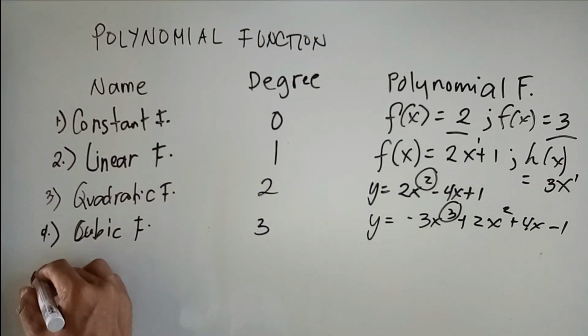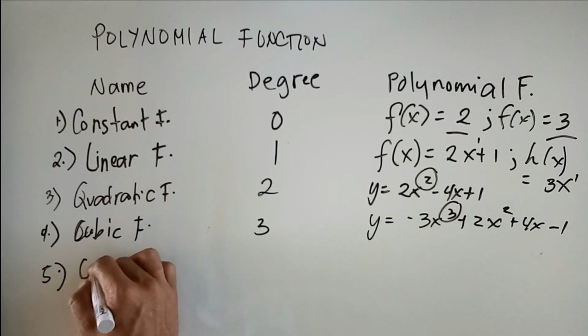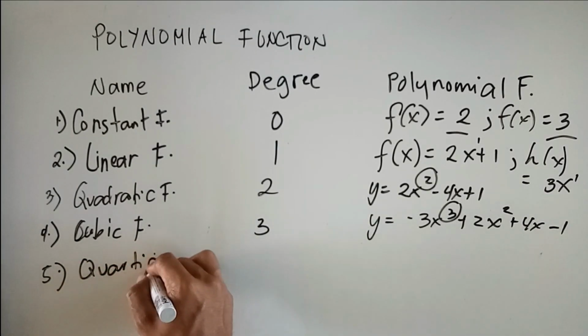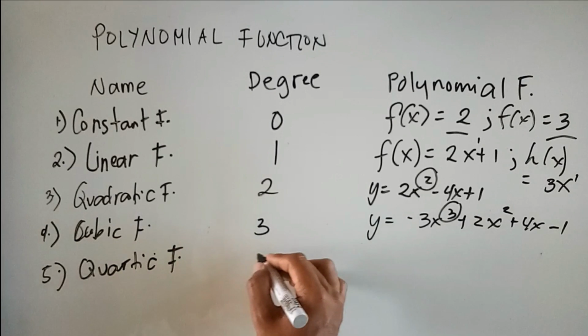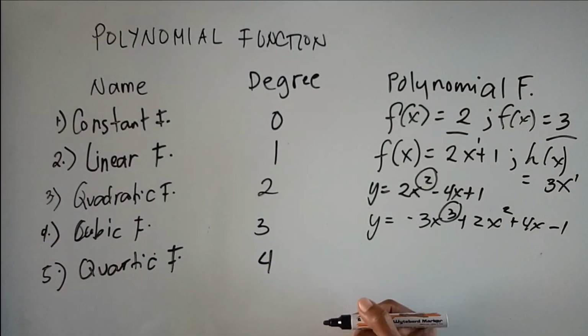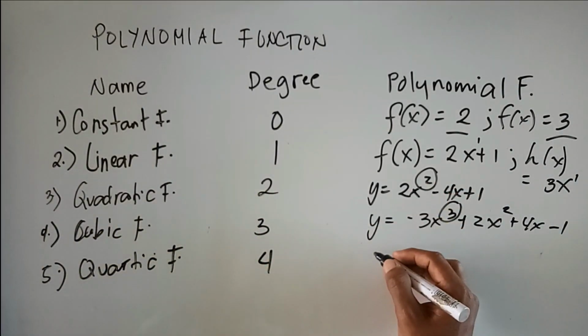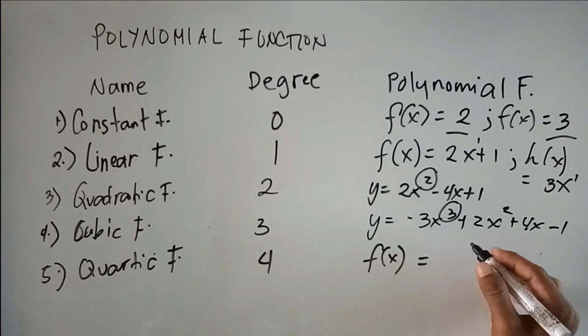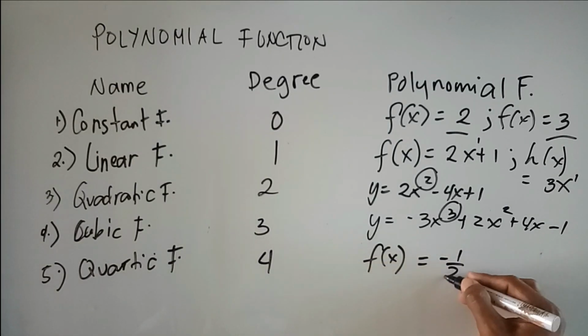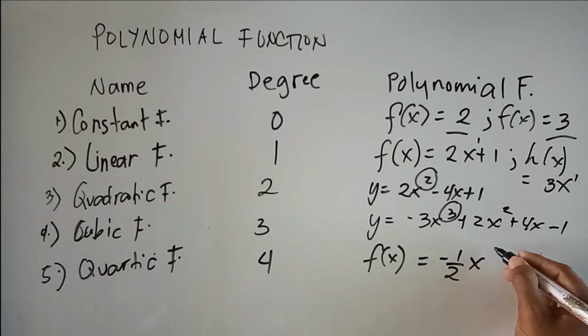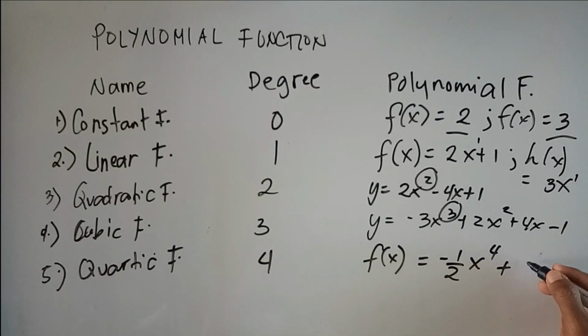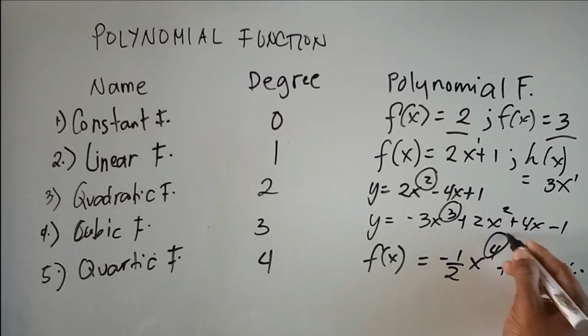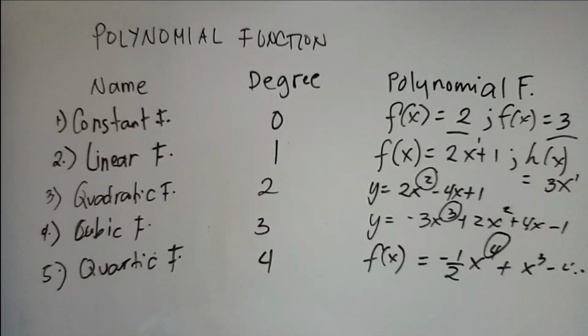Next we have the quartic function. The degree, or the highest exponent, is 4. For example, f(x) = negative 1/2 x raised to the 4th power plus x cubed minus 5, and so on. As long as you can see that the highest exponent is 4, above the other exponents, that is a quartic function.